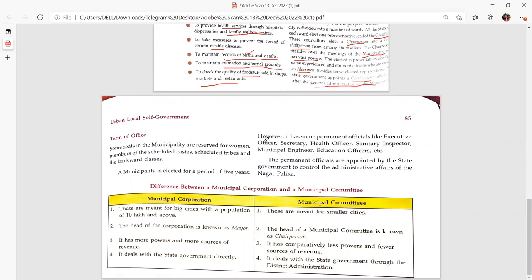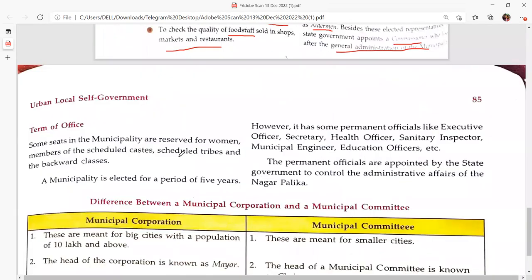Term of office. The term of office is 5 years, same as a municipal corporation. Here also the term is 5 years, and the seats are reserved for women, SC, ST, and backward classes.